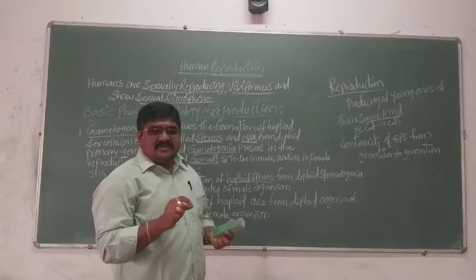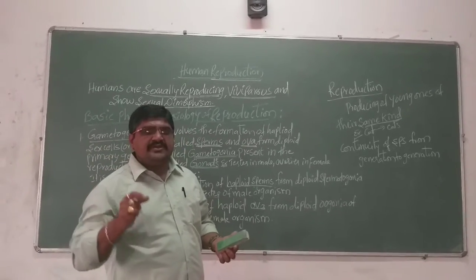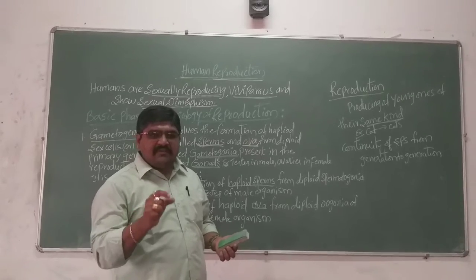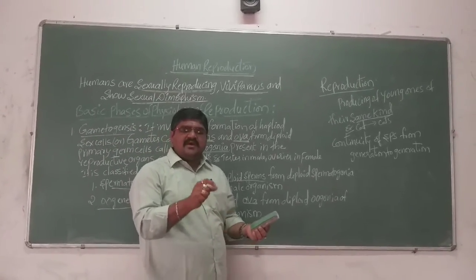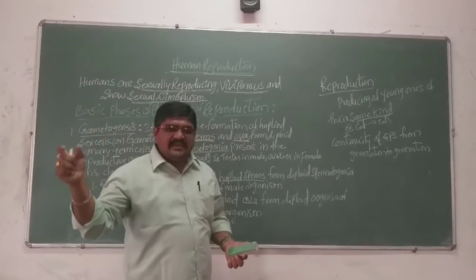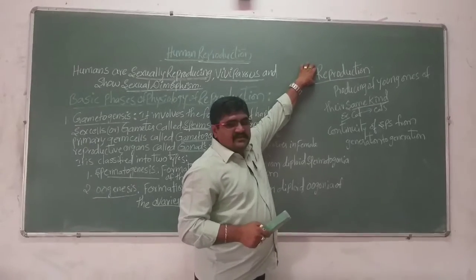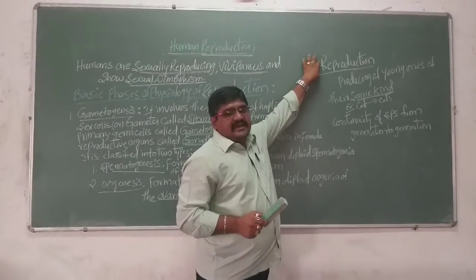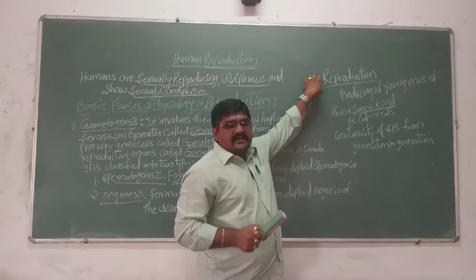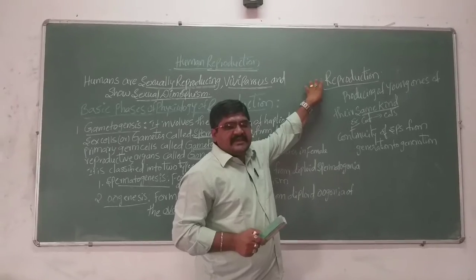The species should transfer from generation to generation, that means continue their race or family history. If you take a family history, they continue their race from generation to generation, and for that it requires the process called reproduction. So it is a physiological process where it is compulsory.